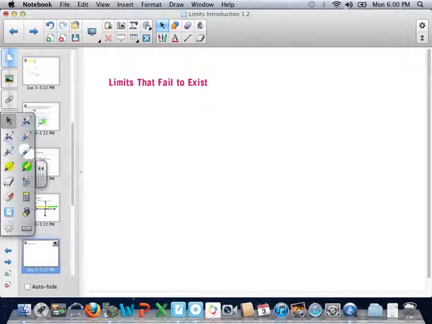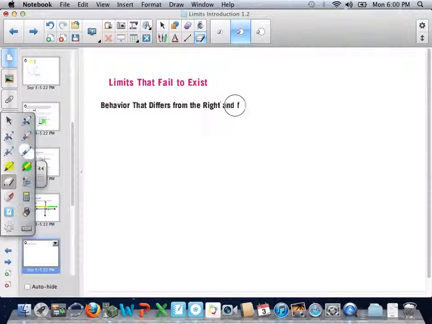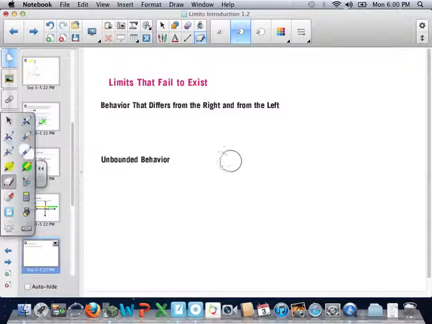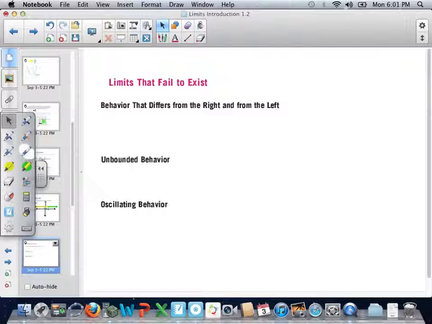When do limits fail to exist? There are 3 times that limits fail to exist. First, if something happens that's different from the left to the right. Second, anytime there's unbounded behavior. And third, anytime we have oscillating behavior. What do each of these mean?